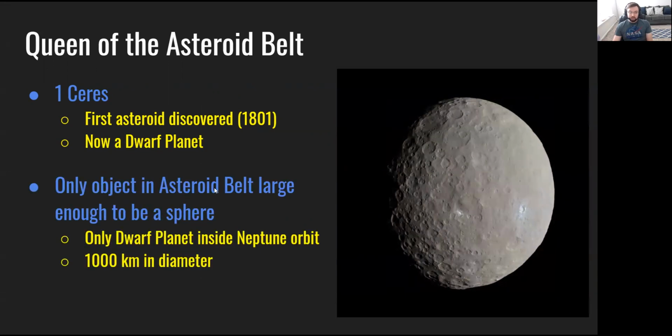It is the only object in the entire asteroid belt that's actually got enough mass to gravitationally shape itself into a sphere. Remember, to be shaped like a sphere, you have to have enough mass to have strong enough gravity to make that happen. This is the only asteroid that we're aware of that does in the asteroid belt. It's also the only dwarf planet inside Neptune's orbit. Anything else that's considered a dwarf planet is farther away than Neptune, like let's say Pluto. And it's about 1,000 kilometers in diameter.